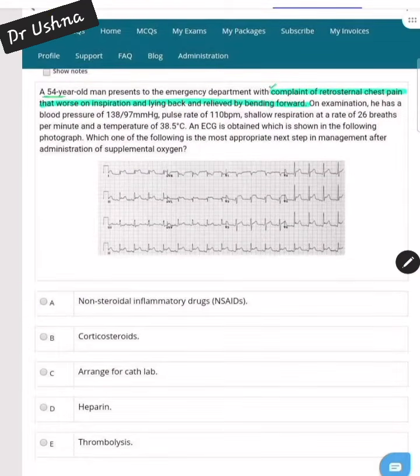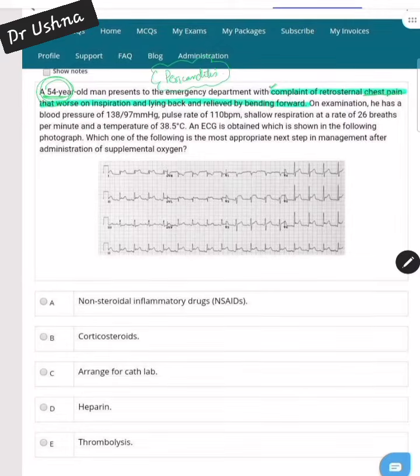Next comes a 54-year-old man who presents to the emergency department with a complaint of retrosternal chest pain that is worse on inspiration and lying back and relieved with bending forward. This is a very important line, just memorize it as such. This is a line showing the typical diagnosis of pericarditis: chest pain that is worse on inspiration, so it is a pleuritic chest pain, worse on lying back and relieved by bending forward. This is a typical pain of pericarditis.